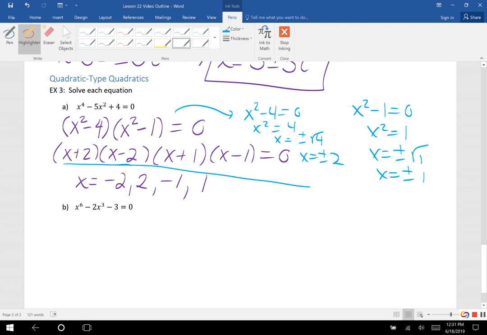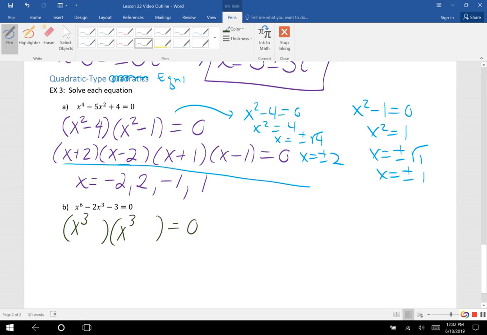So quadratic type equations can also be solved by factoring. So example B, same process, different equation. I'm going to start by trying to factor. So I have an x to the 6th, so this time it's going to be an x to the 3rd and an x to the 3rd.